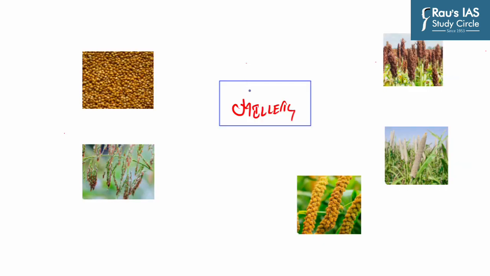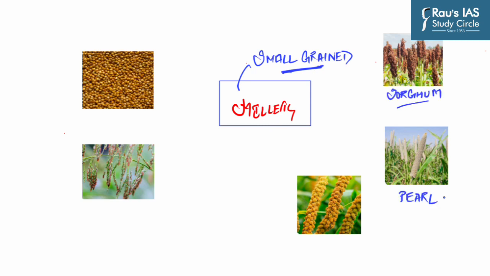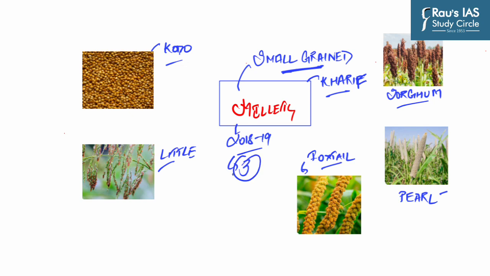So let's start with what millets are. The term millet is used to describe small grain cereals like sorghum, that is jowar, pearl millet, that is bajra, then foxtail millet, little millet, and kodo millet. Others are finger millet, proso millet, barnyard millet, and browntop millet. Now in India, millets are mainly a kharif crop. During 2018-19, three millet crops, that is bajra, jowar, and ragi, accounted for about 7% of the gross cropped area in the country.